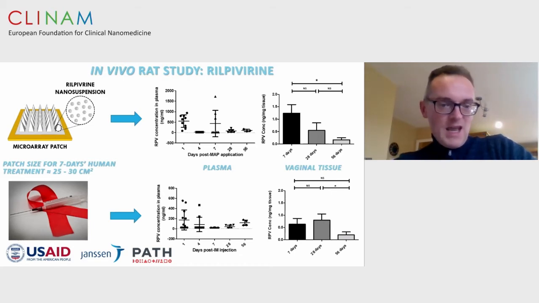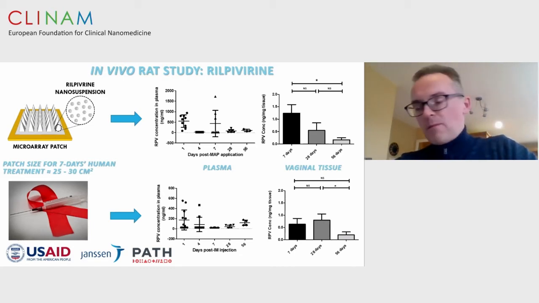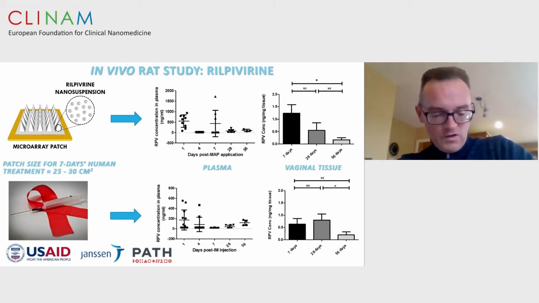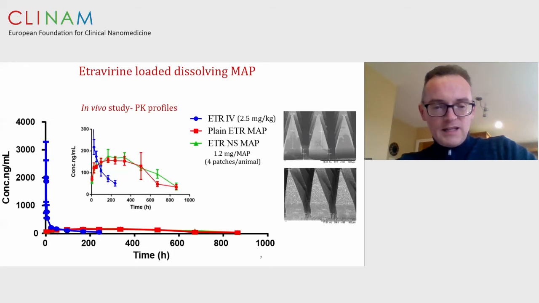At present, our best guess is that for 7 days of human plasma and vaginal tissue levels, we would need a patch of about 25 to 30 square centimeters, so akin to a normal size transdermal patch without microneedles.